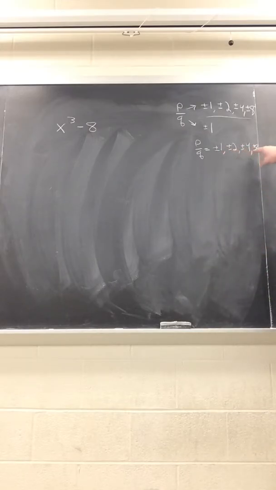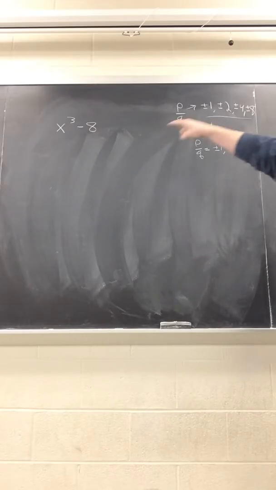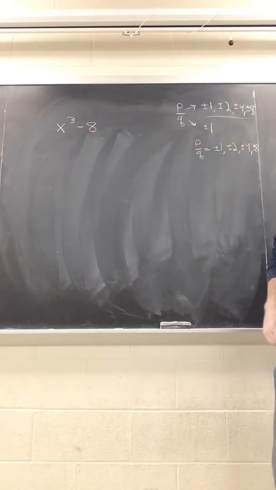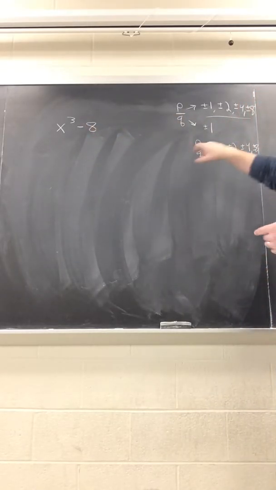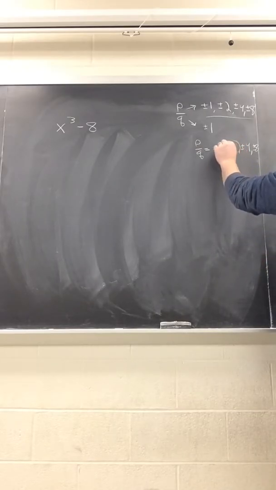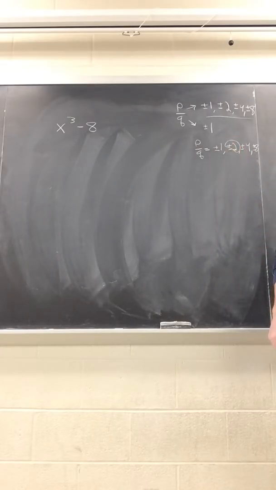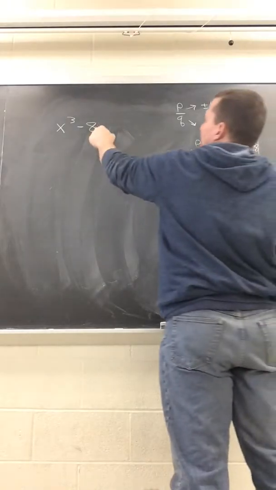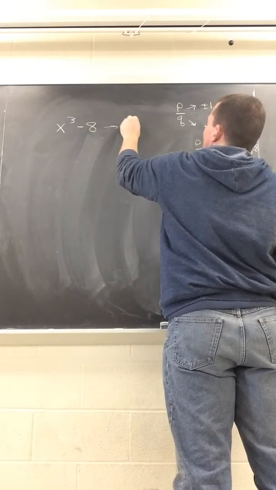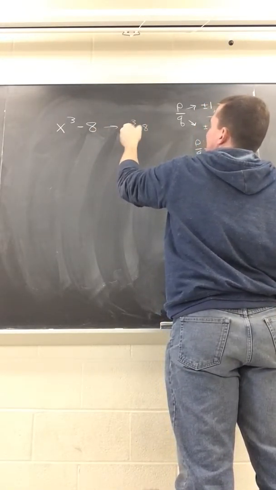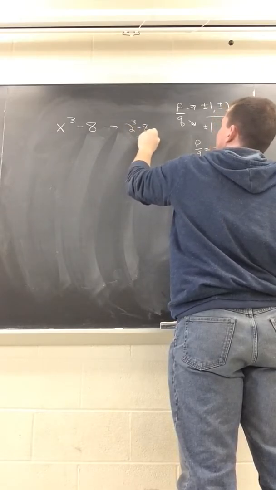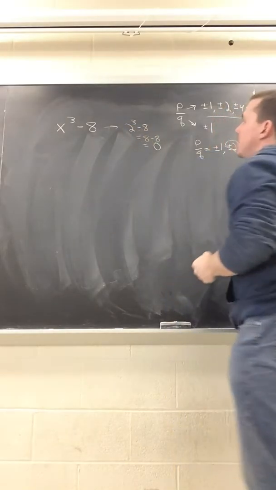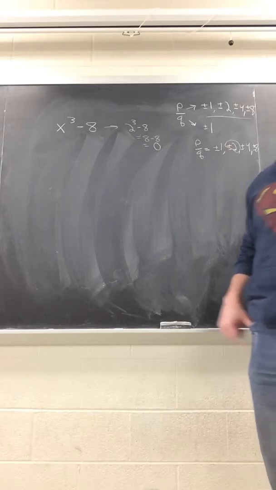Now we have 8 possible rational roots. We would use the remainder theorem, plug all 8 of them into here, and see if any of them give us 0. In this case, it should be pretty obvious. Positive 2 will actually give me 0. If you plug it in, you get 2 cubed minus 8, which is 8 minus 8, which is 0. So that's definitely a 0.